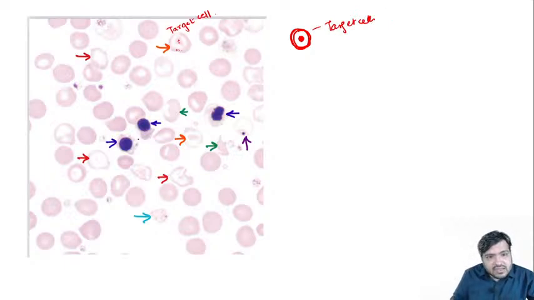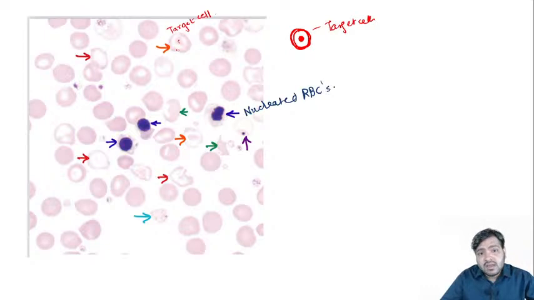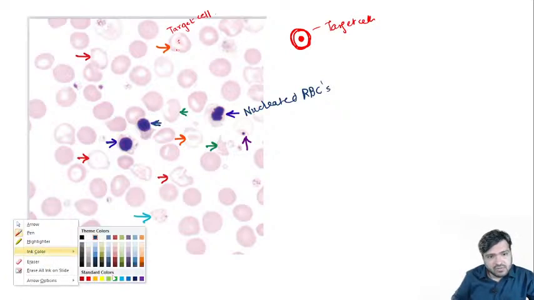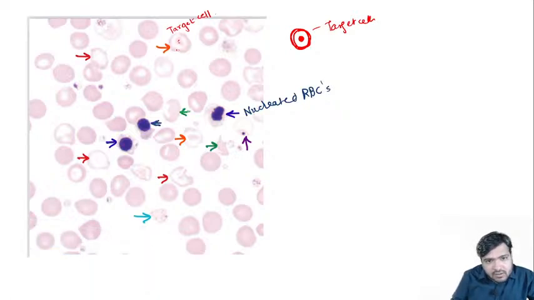Even you can see the blue dots, basically these indicate the nucleated RBCs. You all know that adult RBCs are not nucleated, but here in this picture you can very well appreciate we have the nucleated RBCs. Apart from that, guys, you will be able to appreciate the schistocytes in the green color. It is the schistocyte shape you can see over here.